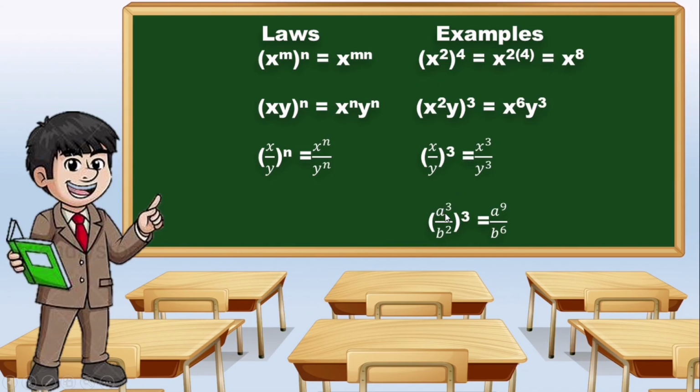Next, a raised to 3 over b squared, open and close parenthesis, raised to 3. Sa a natin muna mauuna, so a raised to 3, 3 times 3, kaya nagiging a raised to 9, over b raised to 2, 2 times 3 kaya nagiging 6. So, a raised to 9 all over b raised to 6.